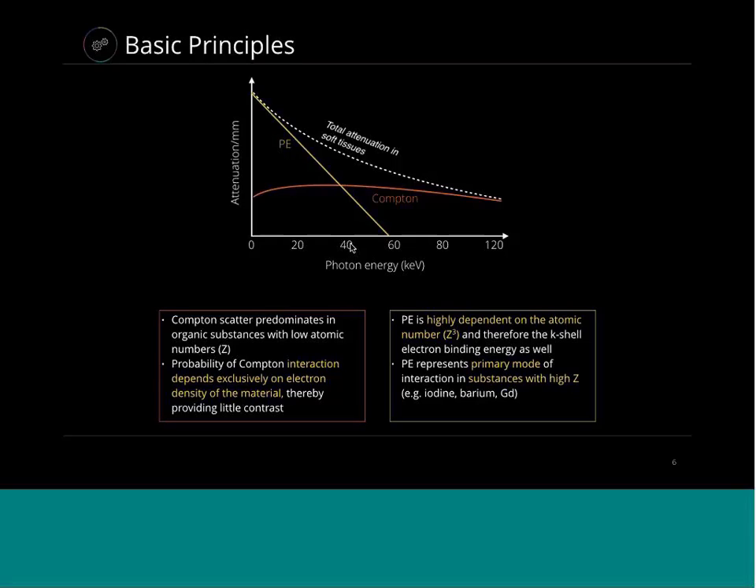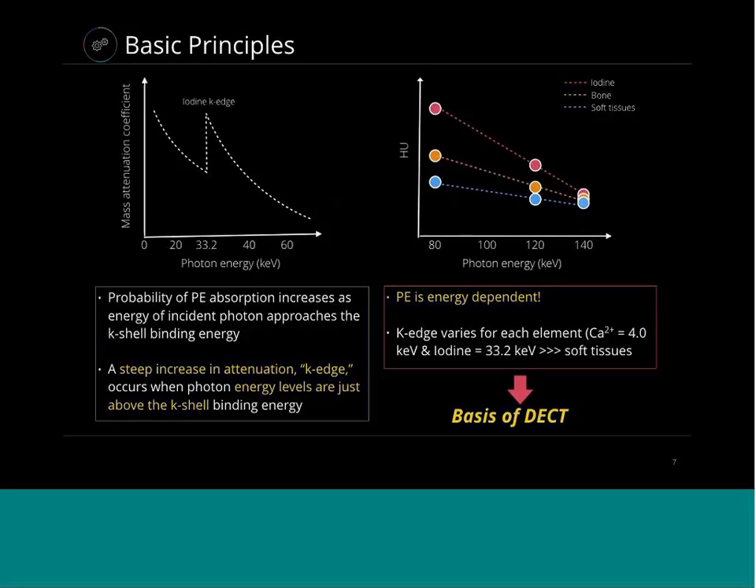But the photoelectric effect is highly dependent on the atomic number. It's also dependent on the K-shell electron binding energy, and that's why we talk a lot about the K-edge of certain materials. It's the primary mode of interaction in substances with a high atomic number, i.e. iodine. So if we give iodine to somebody and we want to use X-rays, this is the effect that's going to help us see it. This is the one that's responsible for its attenuation. So why do I bring all this up? Well, this is what's going to let us understand how dual energy CT works.